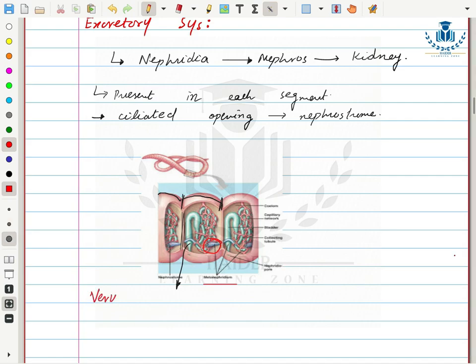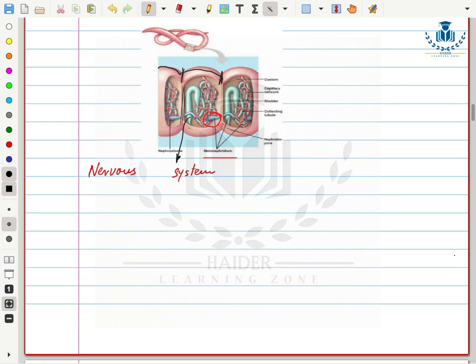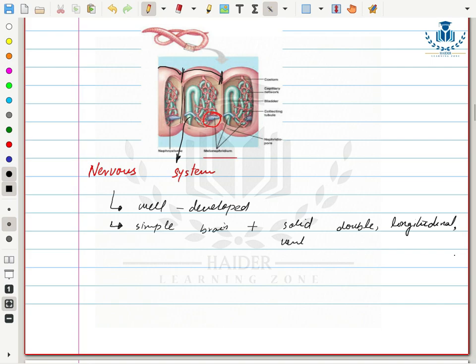Next is their nervous system. The nervous system of annelids is a highly developed, well developed system, because it has a simple brain and also a nerve cord that is solid, double, longitudinal, ventral nerve cord. A single nerve cord runs along the entire length of the body. Their nervous system also consists of ganglia, and each segment has its own ganglia from which small nerves arise.